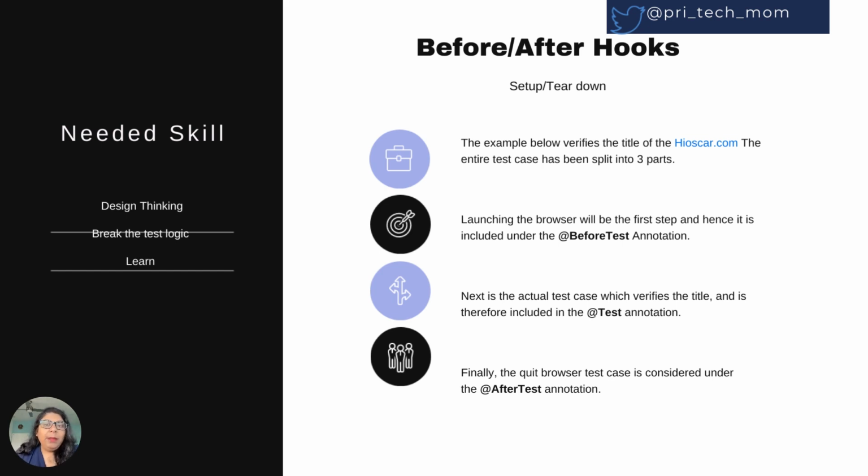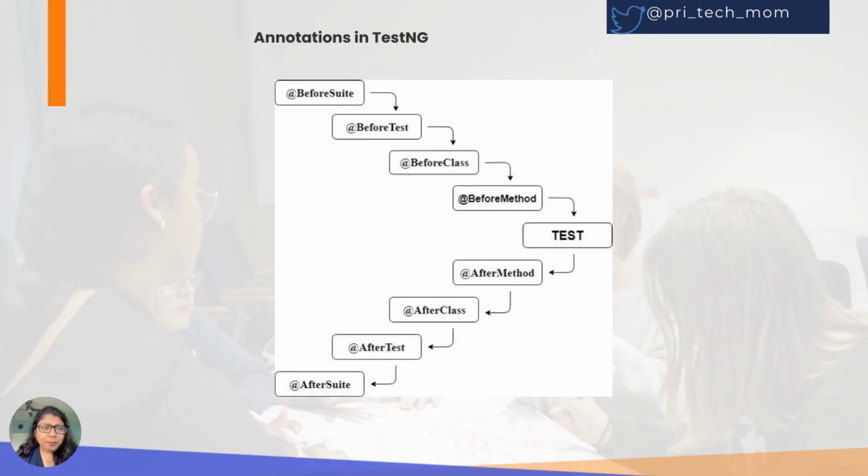So pick an example and try breaking that test logic and map it onto before, after, and test, so that you can learn the basics pretty solidly again. I have just put in an example of annotations in TestNG. I would highly recommend that you learn about this just to get the design thinking, like how you can break down test components into various pieces, and then map where exactly what should be under test and what should be before and after.